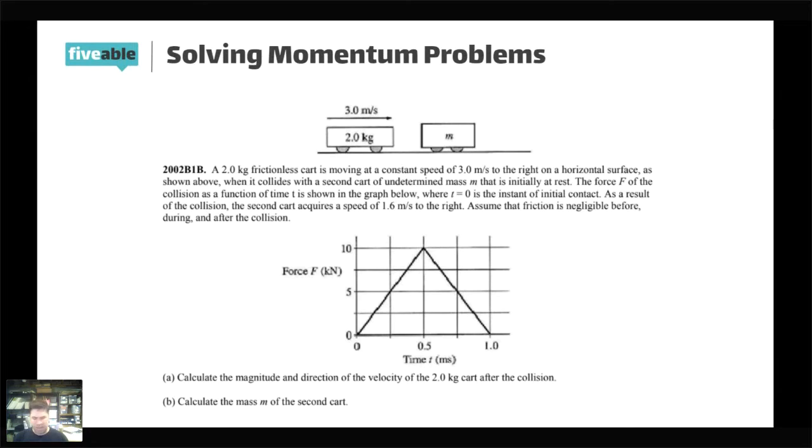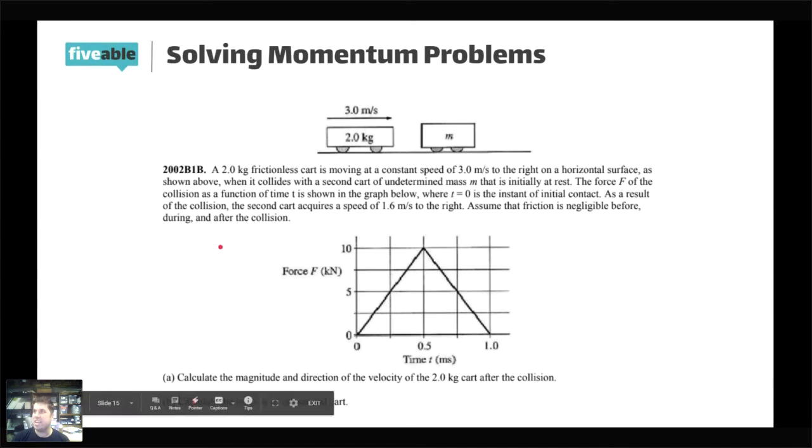This is one that I typically try to do with my AP kids, where you put a force sensor on one cart and smack it into things and look at the graph and try to figure out the change in momentum of that cart. So you're given a force versus time graph. Notice the units. That's the big thing here.